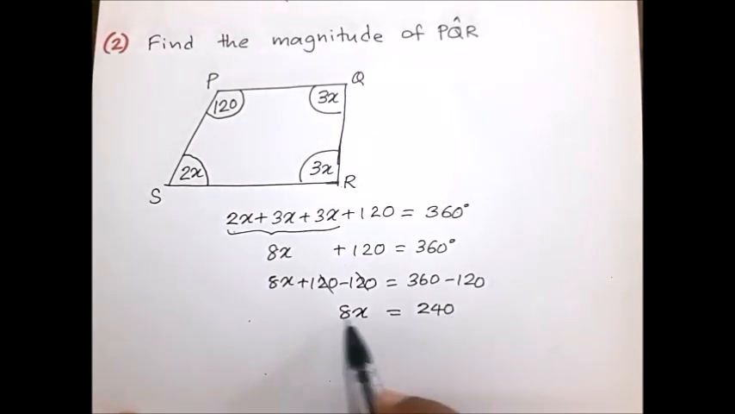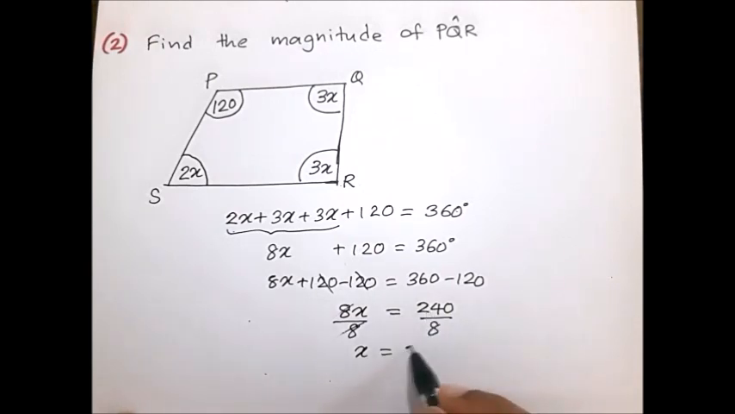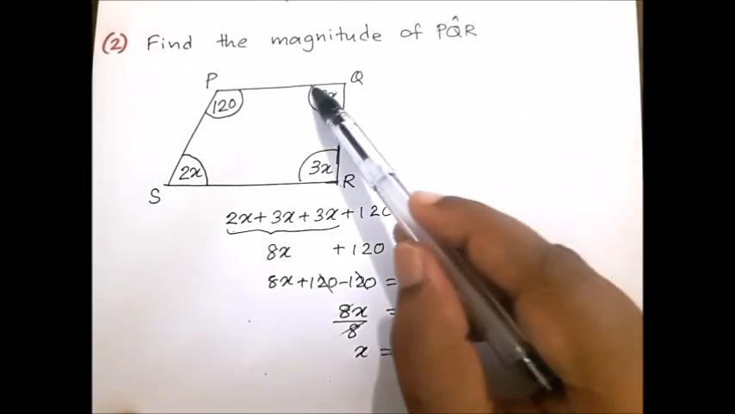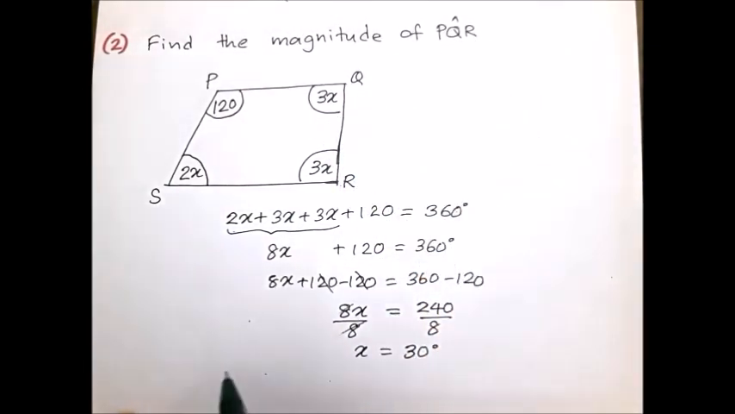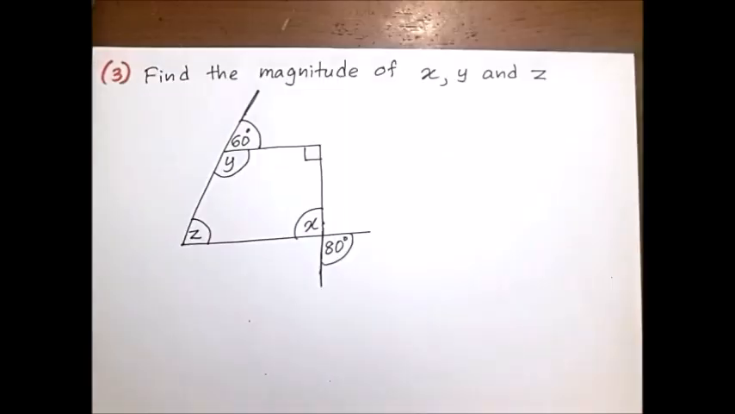To find the value of x, you have to remove 8, so divide both sides by 8. 8 and 8 cancel. x equals 240 divided by 8. It is 30 degrees. But here the question asks the magnitude of PQR. PQR equals 3x. x is 30 degrees. To find the magnitude of 3x, multiply this by 3. 30 multiplied by 3 is 90. Here the answer is 90 degrees.